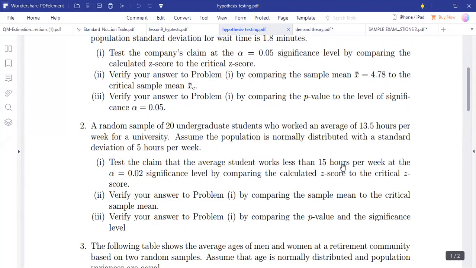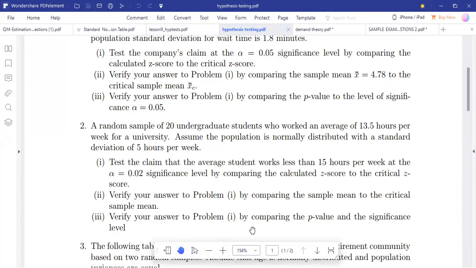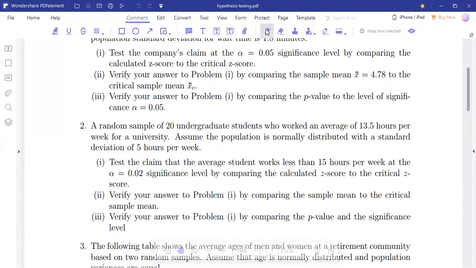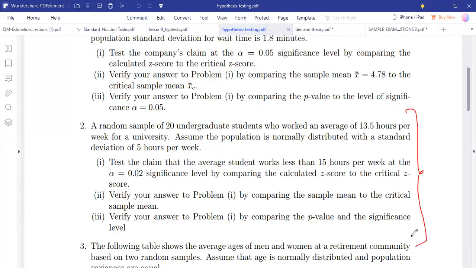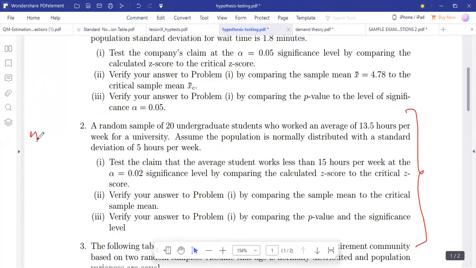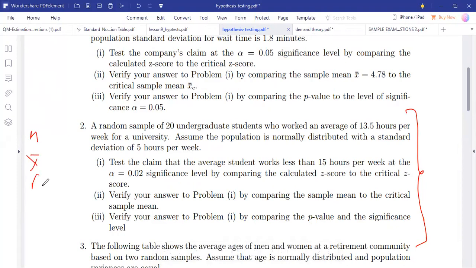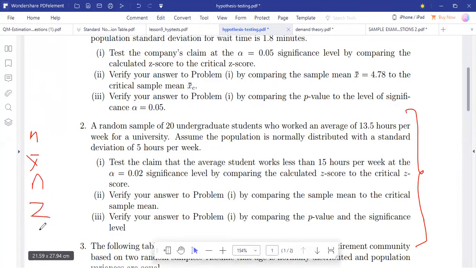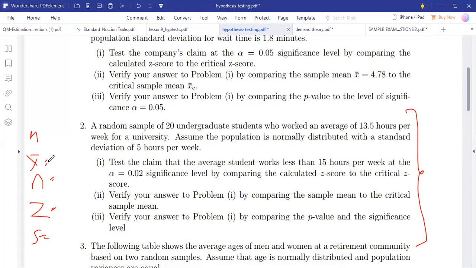Okay, question number 2, who wants to try? Help me identify firstly our mu, our x bar, our n, our z, and our standard deviation. Just these 5. Please speak now. N is 20.